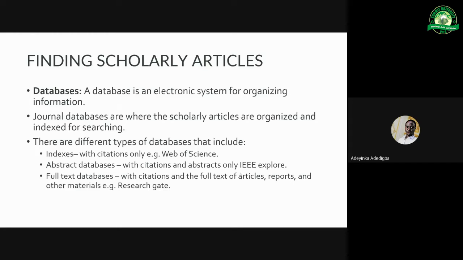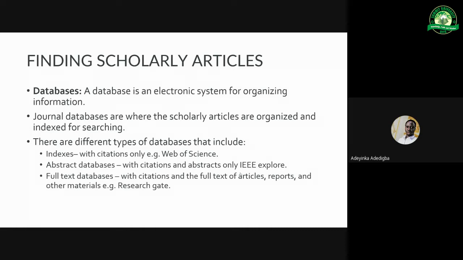Now, let's look at the database now. Database is the electronic system for organizing information. Journal databases are where scholarly articles are organized and indexed for searching. There are different types of database, and they include indexes. Now, the indexes is with citations only. You will not get more than that. An example of that is Web of Science. Then there are some databases also for abstract only. Example of that is IEEE Explore.